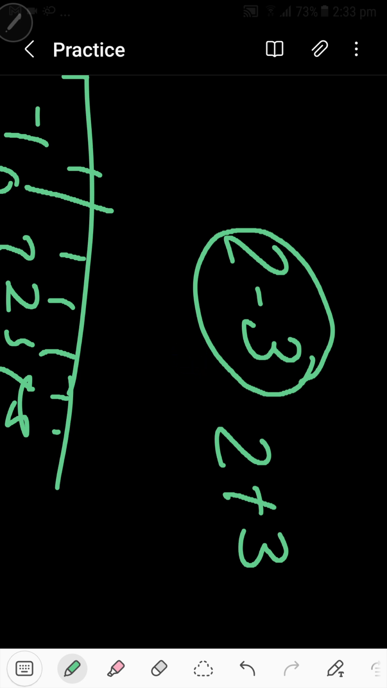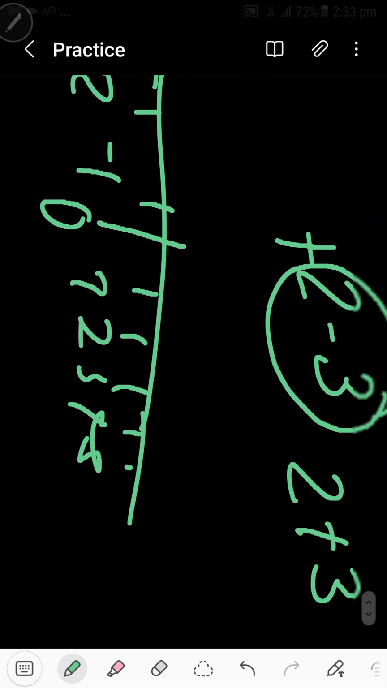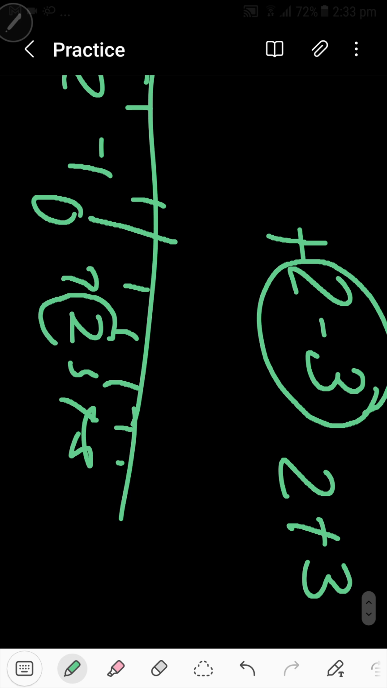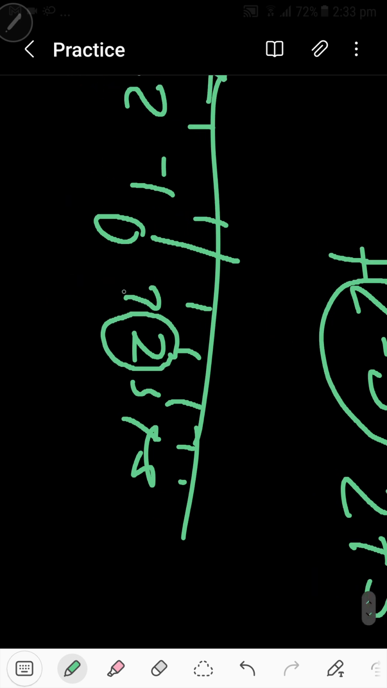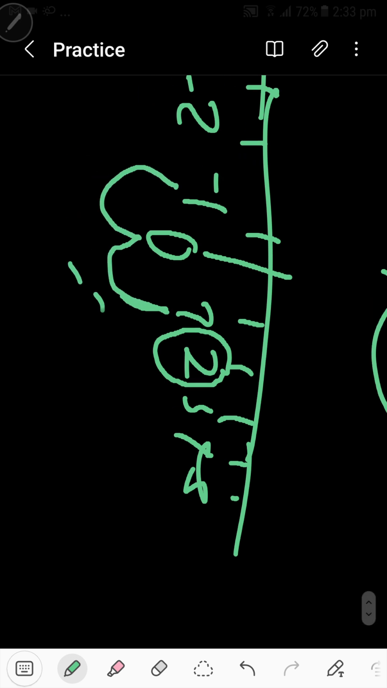First, as 2 is positive, we start at 2. But in subtraction, minus means going backward. So we say minus 3, and we go backward: 1, 2, 3. We land in minus 3. Are we correct in that? Let's see. We start at 2, then we move 3 steps backward: 1, 2, 3. We land in minus 1.